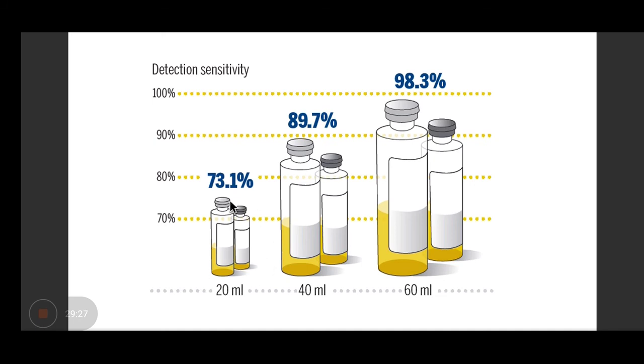If you send only one culture set, the sensitivity of blood culture is 73.1%. If you send two sets, which means four bottles, the sensitivity of blood culture is 89.7%. And if you send three culture bottle sets, the sensitivity of the test is 98.3%.